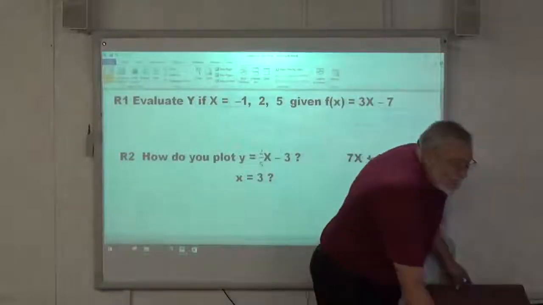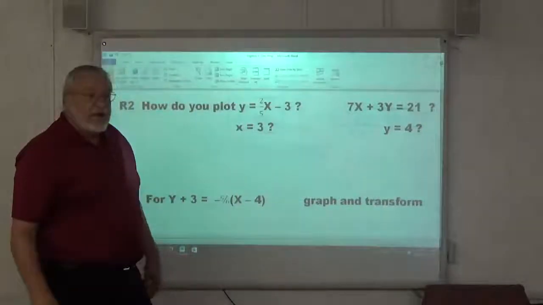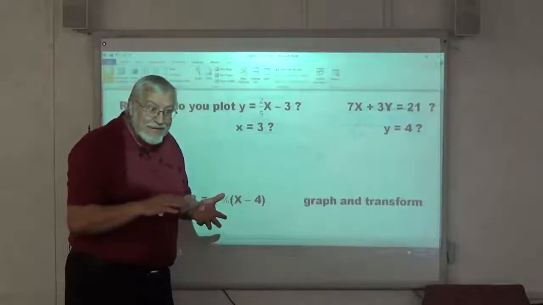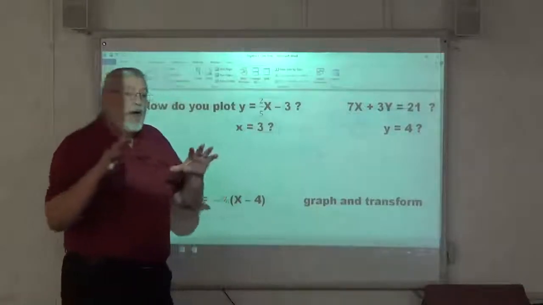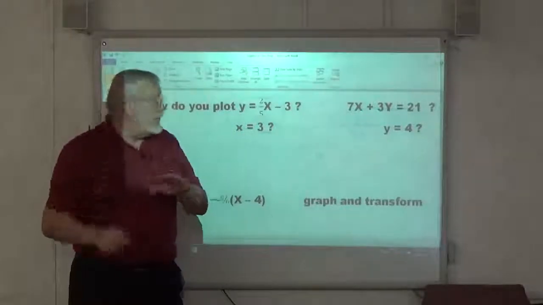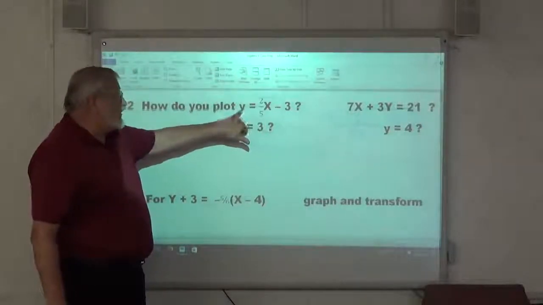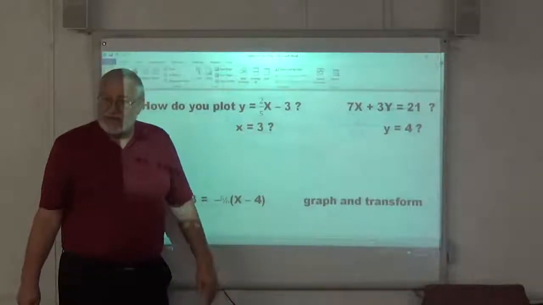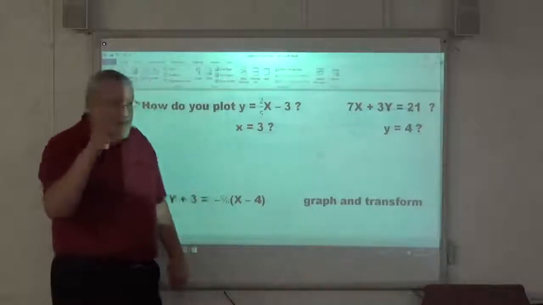Okay? Now, next thing we're going to talk about is how to plot. Now, when we're talking about plotting or graphing, now we're talking about using it on the coordinate plane. But I want to see what you think about graphing. First of all, how do you plot this equation? It says y equals 2/5 x minus 3. All right, how do you plot that? Well, 1 point goes at -3, 0. There, yes, y.